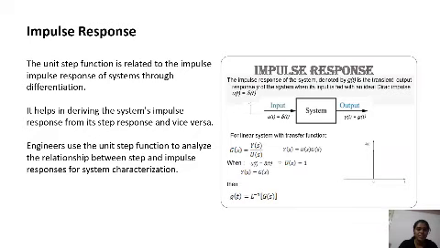Impulse response. The unit step function is related to the impulse response of systems through differentiation. It helps in deriving the system's impulse response from its step response and vice versa. Engineers use the unit step function to analyze the relationship between step and impulse responses for system characterization.